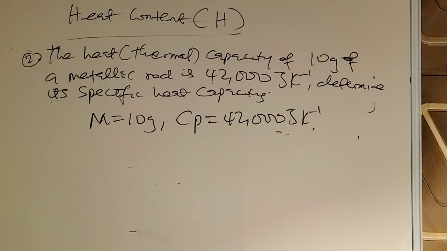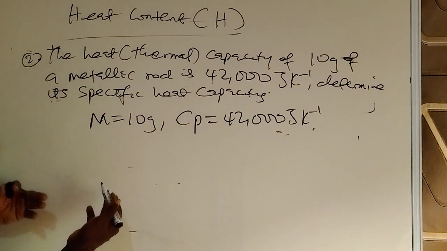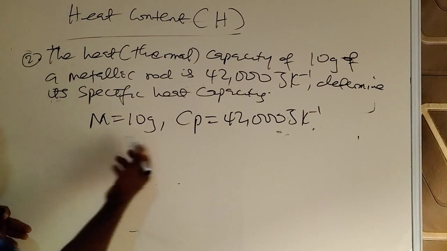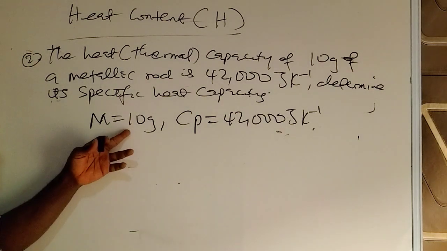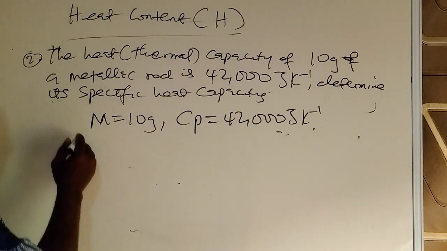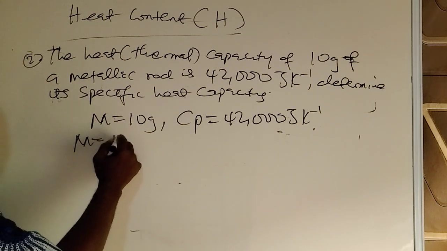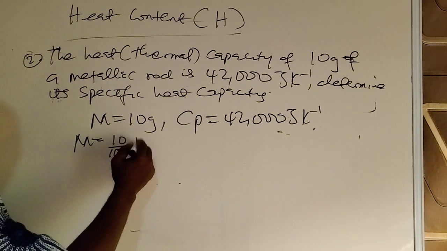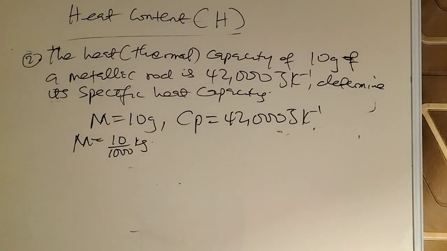So the first thing we have to do is to convert this. If you look at this, unless we want the value to be in joule per gram, we want it in standard unit, joule per kilogram. Convert this one to kg. How do you convert? Divide 10 by 1,000, since 1,000 gram make a kilogram.